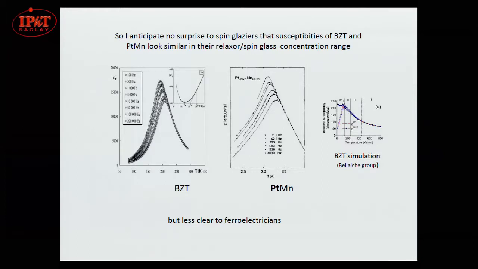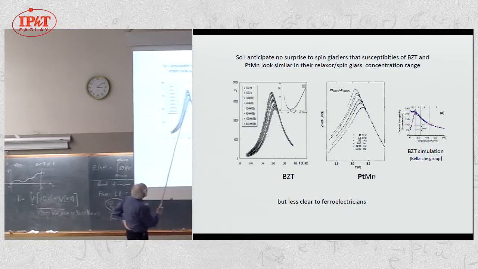Now, I anticipate that will not be any surprise to any of you who are spin glass people here. So this is the homovalent ferroelectric alloy, and this is the spin glass. I wouldn't think that's particularly surprising. They just happen to have hard spins and soft spins. But actually, that's much less clear to the ferroelectricians who don't really understand it, even after 70 years.